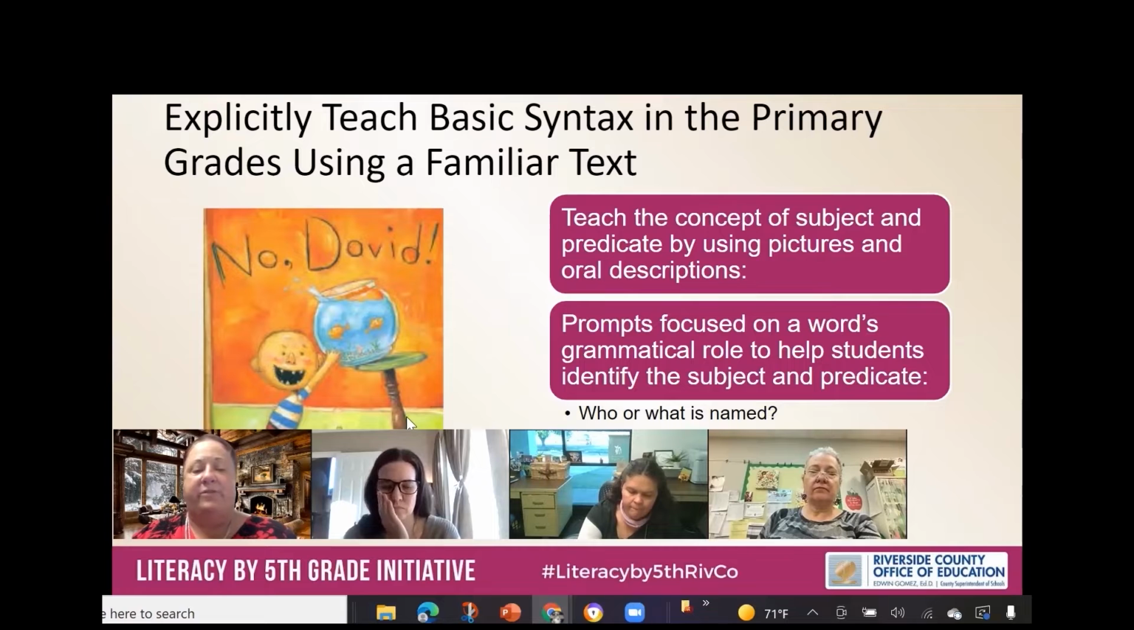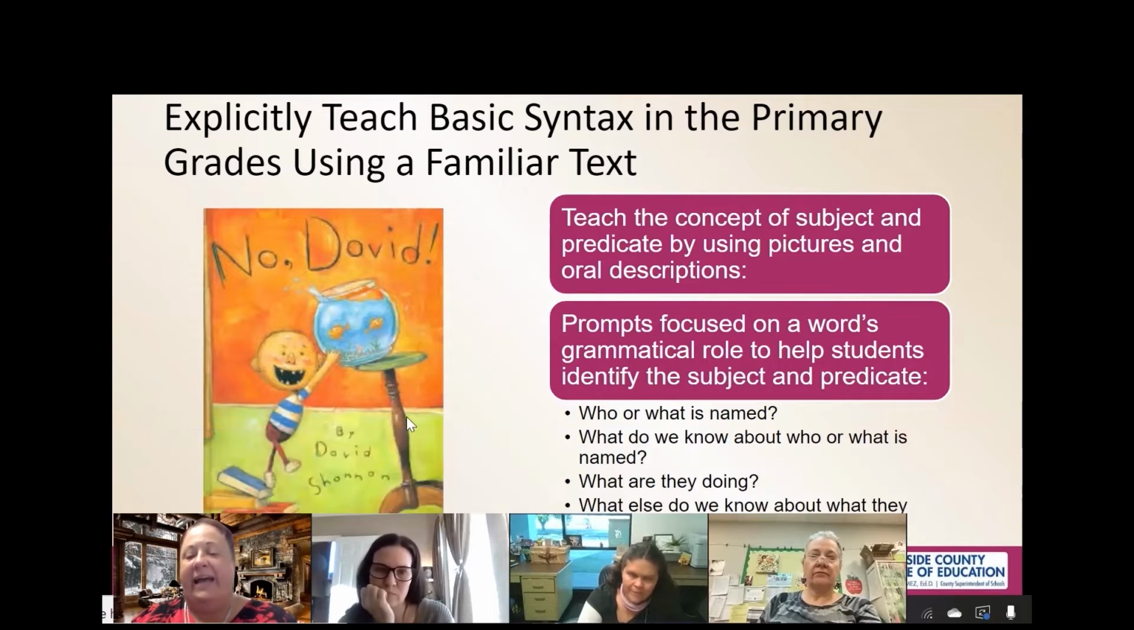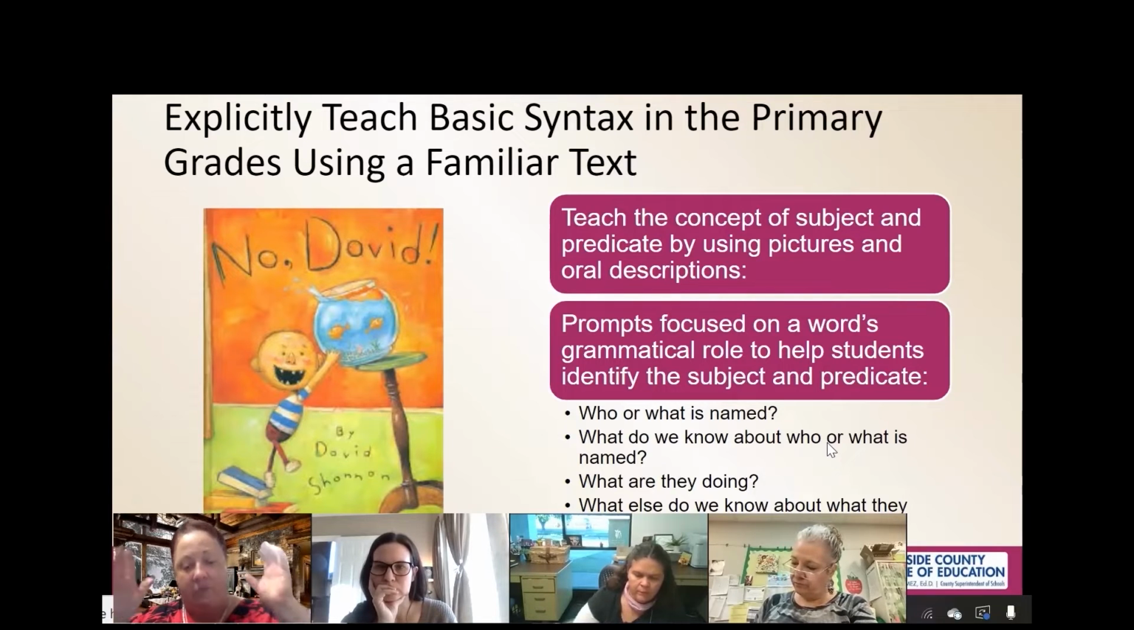So here's my No David example, right? But asking them these types of prompts: who is named or what is named? So when we're doing a read aloud, asking them that question and how they know that, right? And they can use the pictures, they can use words, and then asking them, well, what do we know about who or what is named? So these really beginning prompts will help them start thinking about these roles.